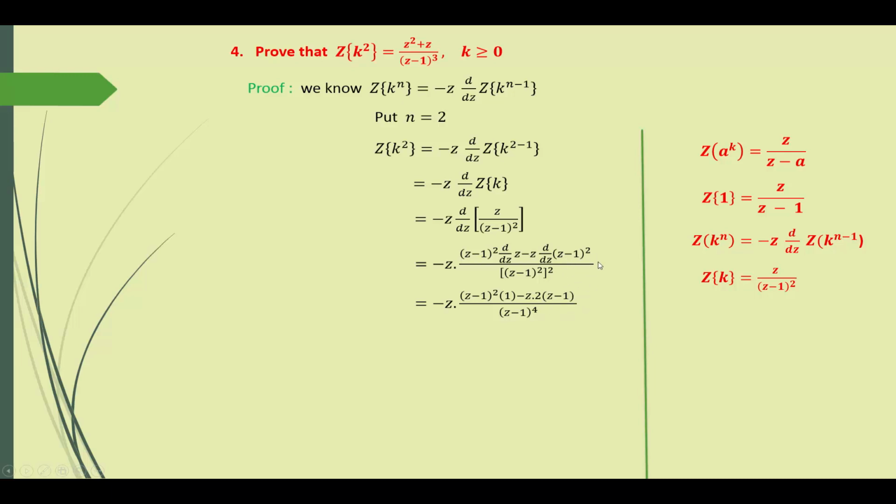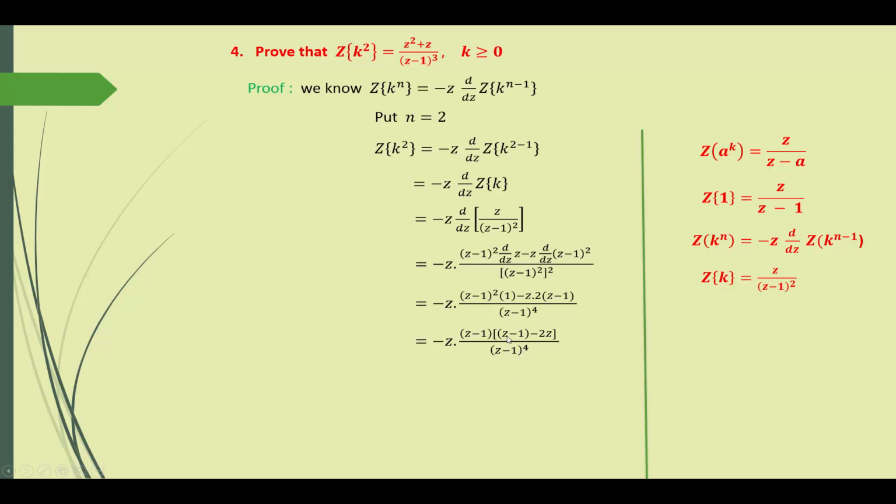2 into (z minus 1) into 1 minus 0, upon (z minus 1) raised to 4, equal to minus z. In the numerator, (z minus 1) is common. From the numerator, taking (z minus 1) common, in square bracket (z minus 1) and minus of 2z, minus 2z upon (z minus 1) raised to 4. One (z minus 1) cancels, so here remains (z minus 1) cube.